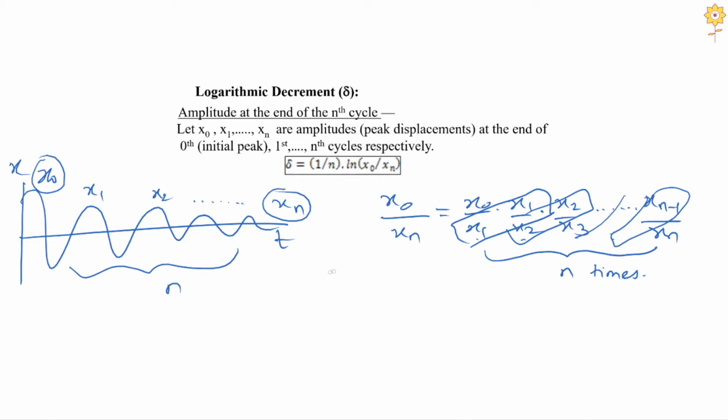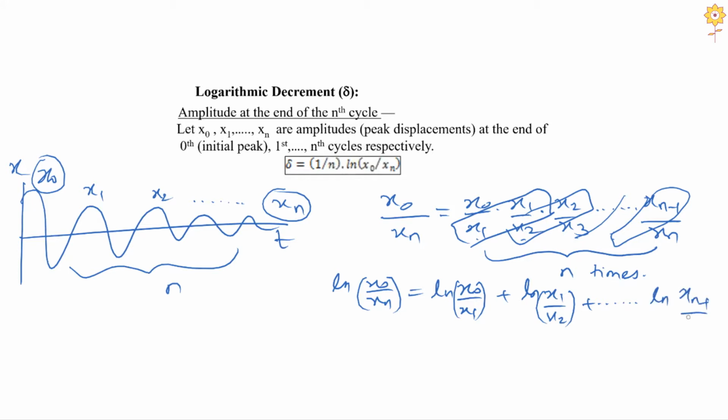Now I take the natural log on both sides. ln x0 upon xn is written as ln of this entire thing. Okay, so it's a product. So I know that I can expand this natural log of a product by taking the natural log of each of these and then adding it separately, right. So it is ln of x0 upon x1 plus ln of x1 upon x2, likewise you go on adding, right, it is plus ln of x(n-1) upon xn, right.